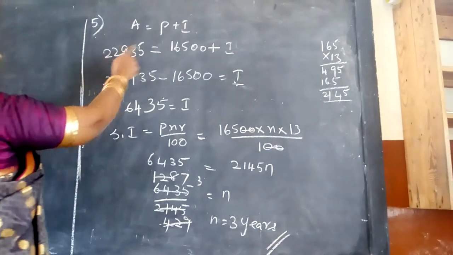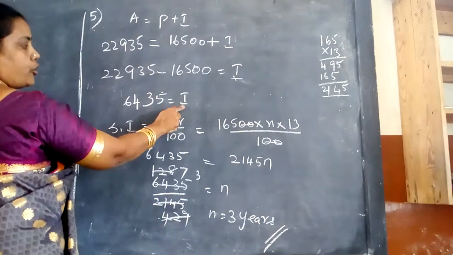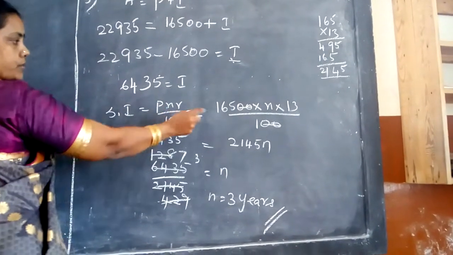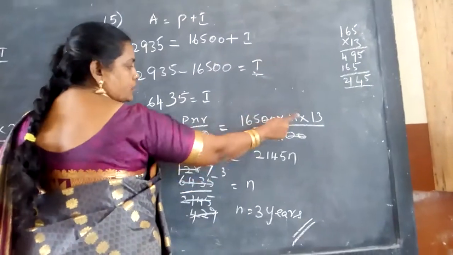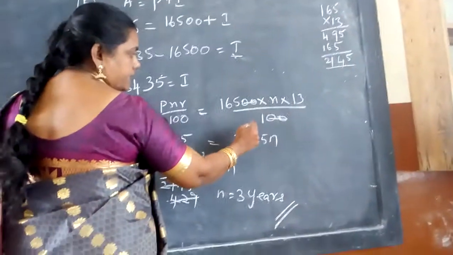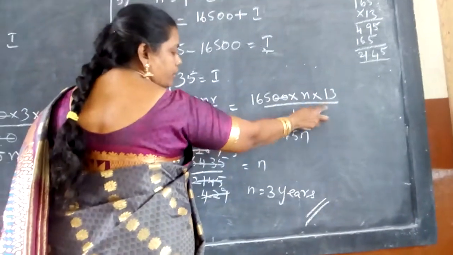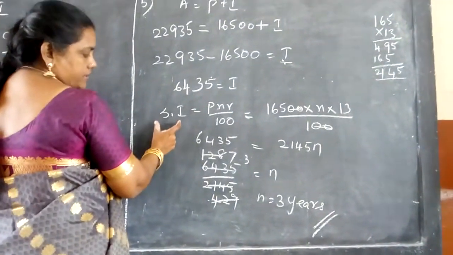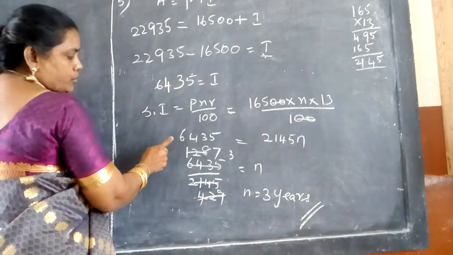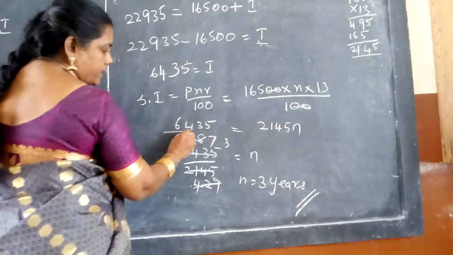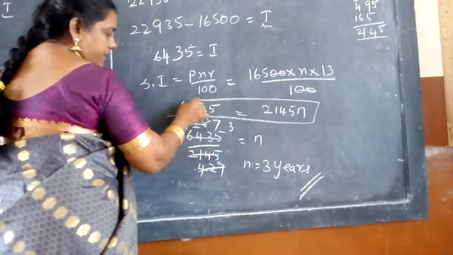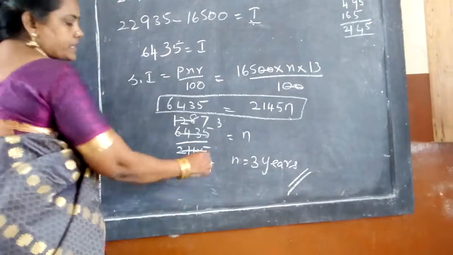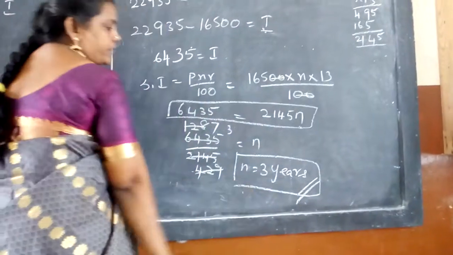First we know the amount and the principal. Just substitute and get the value of interest. Once we have the interest, we can substitute here. P we know, n we don't know, so keep n as it is. R is 13, so 13 by 100. By cancelling this and multiplying 165 into 13, I get 2145 n. Keep that as it is here. Here you have the interest, which is 6435. So 6435 is equal to 2145 n. Then you have to find n. So this divided by this will give you the value of n. That's it. Thank you.